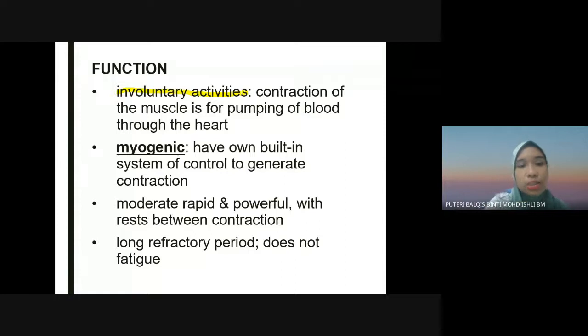And cardiac tissue ni adalah myogenic. Myogenic maksudnya have own built-in system of control to generate contraction.